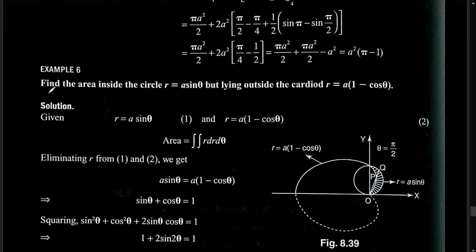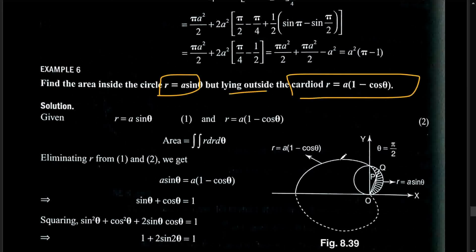And this is another question. Find the area inside a circle. Okay, this is a circle, but lying outside the cardioid. So this is a cardioid lying outside. So circle, cardioid, outside the cardioid, this is a region we have to find.